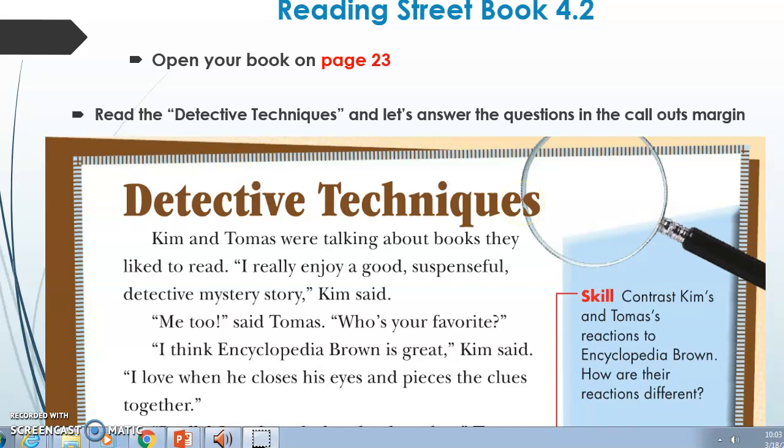Detective Techniques. Kim and Thomas were talking about books they liked to read. "I really enjoy a good suspenseful detective mystery story," Kim said. "Me too, Thomas. What's your favorite?" "I think Encyclopedia Brown is great," Kim said. "I love when he closes his eyes and pieces the clues together."